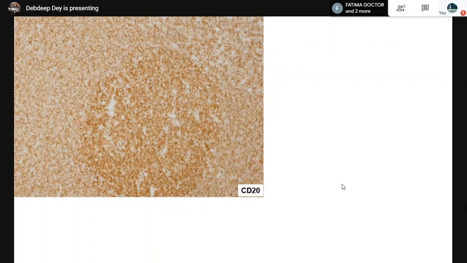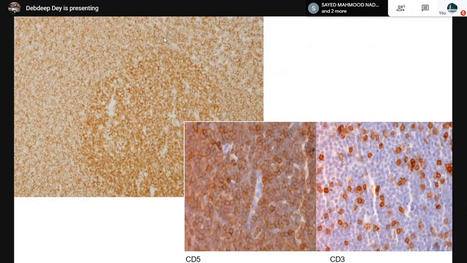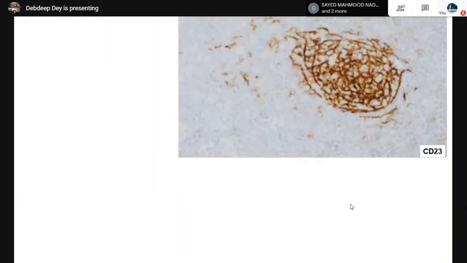So this is the CD20. You can see that this is the reactive follicle, which is darkly stained, surrounded by this expanded zone of CD20 positive cells, which proves beyond doubt that this is a predominant B cell population. Again, when you look at the CD5 and the CD3, both are T cell markers, but CD5, as you can see, is much more than CD3, which gives you the first indication that this could be a case of mantle cell lymphoma, because then you have to do your CD23 and cyclin D1.